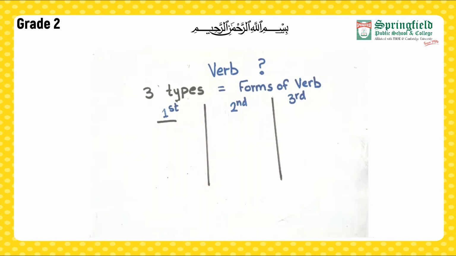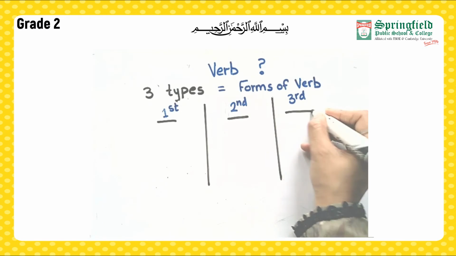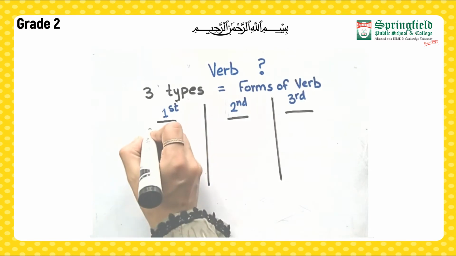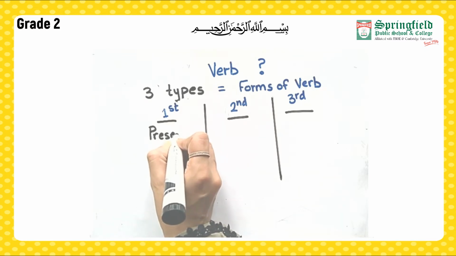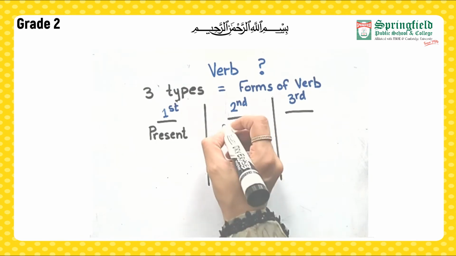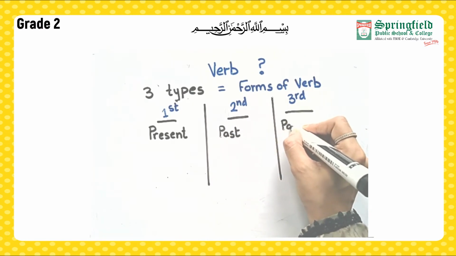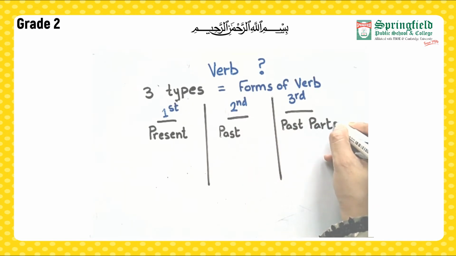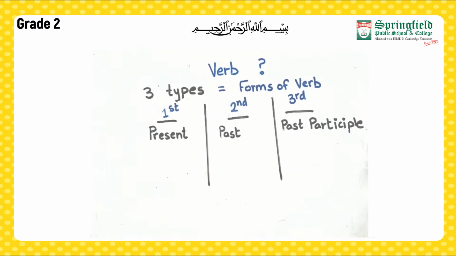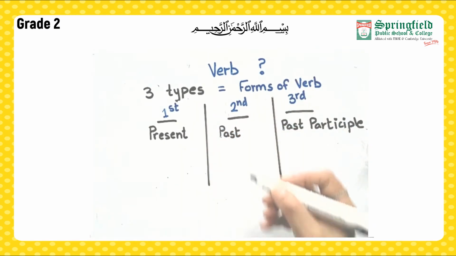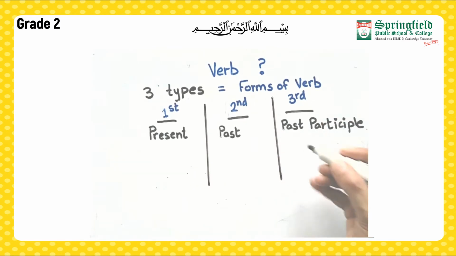So there is first form, second form, third form. How many forms of verbs? 3 forms. Alright, first form is also called present form. Second form is also called past form. Third form is also called past participle. Okay, let's revise. First form, present form. Repeat after me, okay? First form, present form. Second form, past form. Third form, past participle.